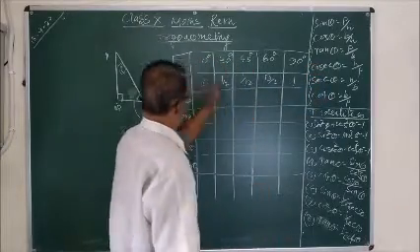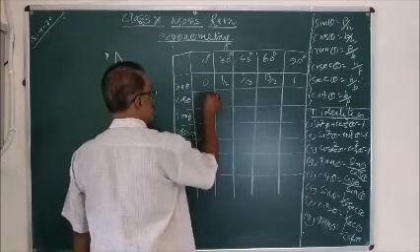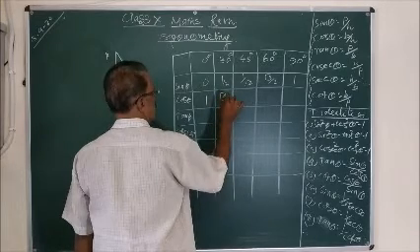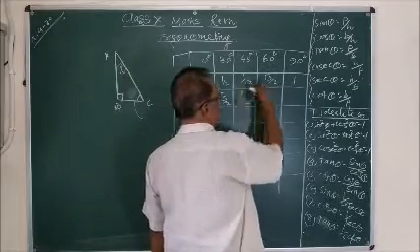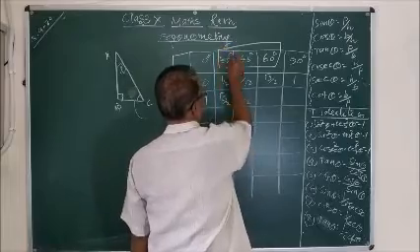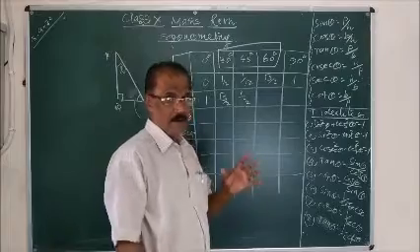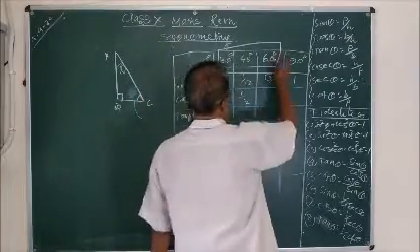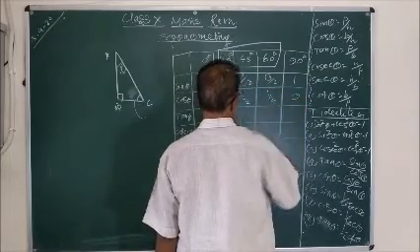Now you see these values. Cos 0 is 1, cos 30 is root 3 by 2, cos 45 the same value as before. And I have also explained how you can find the values of 30, 45, 60 degrees. These are also very important. And cos 60 is 1 by 2, and cos 90 is 0.